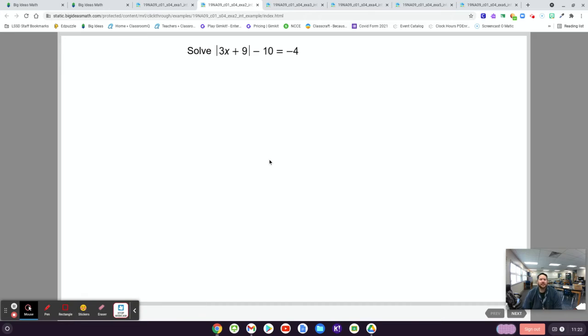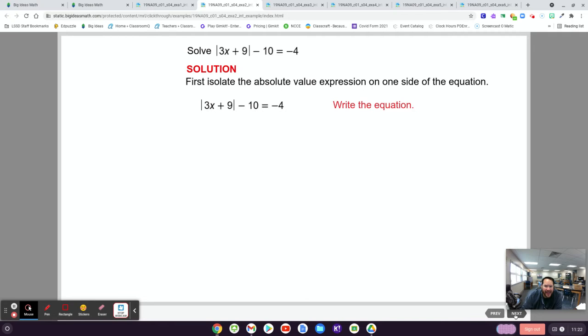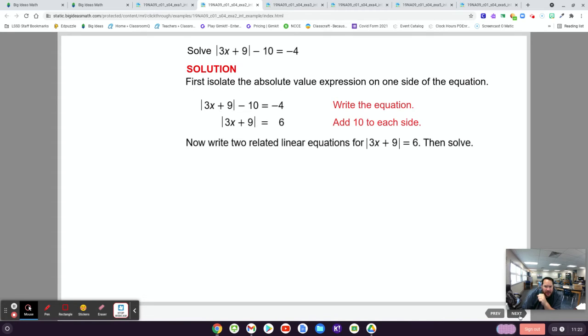All right, so the next one, how would you solve this one? What would your first step be when you're solving this? Okay, if you said your first step is to add 10 to each side, you're correct, because the first thing you want to do is get all the absolute value stuff by itself with nothing extra next to it. So here we'd add 10. So all we're left with here is 3x plus 9. The absolute value of that is 6. Okay, and then you're going to solve two different equations. One where 3x plus 9 equals 6, and one where 3x plus 9 equals -6. So those are the two equations you'd write out. And then you solve them. So on paper, solve them.